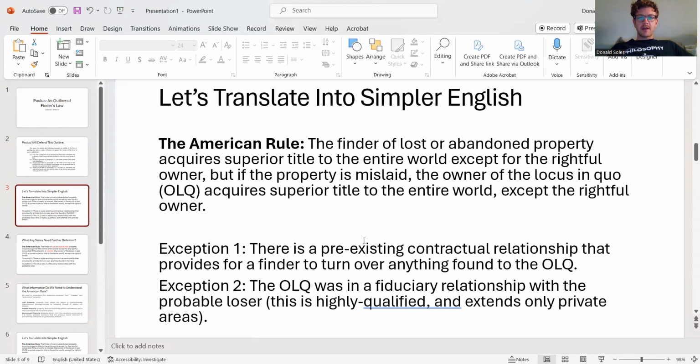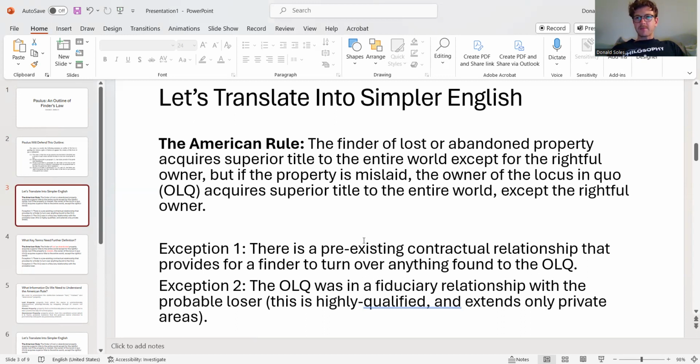The first exception is that there is a pre-existing contractual relationship that provides for a finder to turn over anything found to the owner of the locus in quo. I prefer to put this in terms of contractual relationships rather than master-servant relationships, because you may have been misled and might have thought that there was just some antiquated, kind of servant-master relationship that was at play here, when in reality it's something more simple. It just depends on a contract in which two people might contract for something to happen.